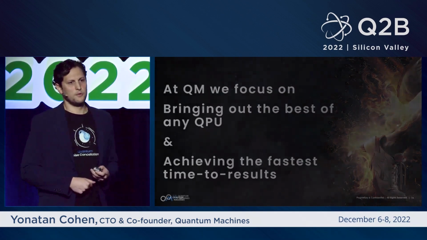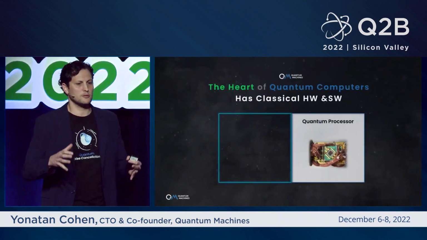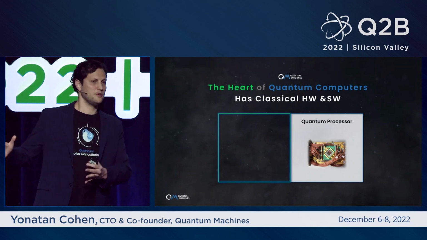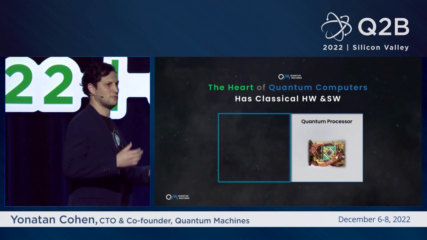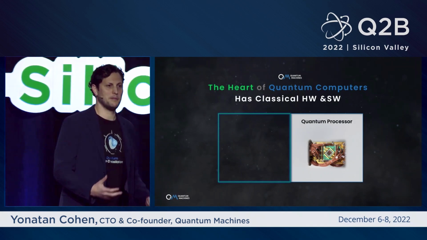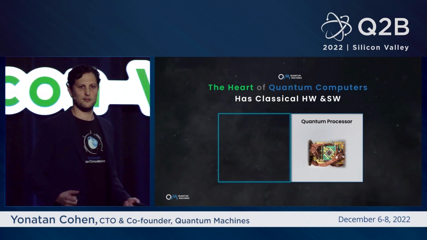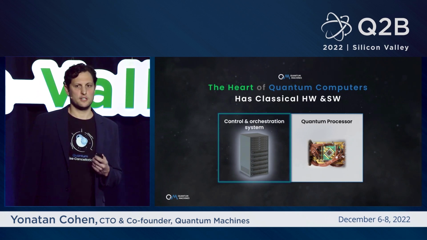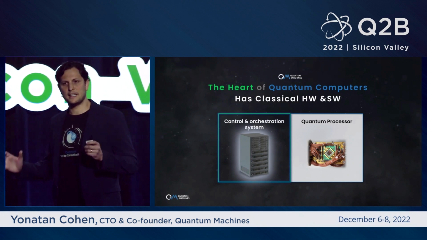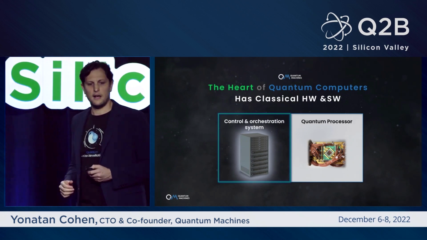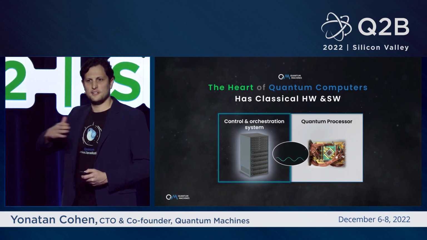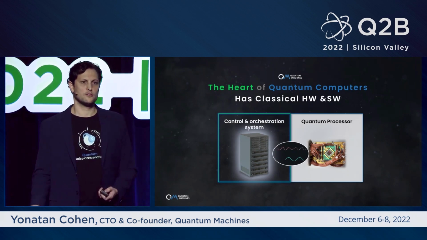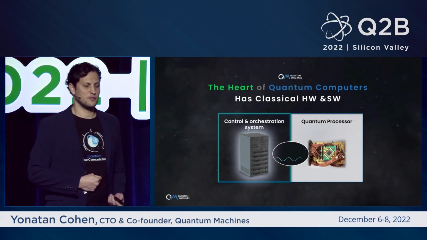At the heart of the quantum computer is really two components. We have the QPU, that's what we all know. That's where qubits are, where we have the quantum magic, the entanglement, the interference, all the good stuff. But then we also have the control and orchestration platform. This is classical hardware and software that's responsible to generate all the signals that actually drive the QPU and make it do what we want it to do, and also measure signals coming back from the QPU.